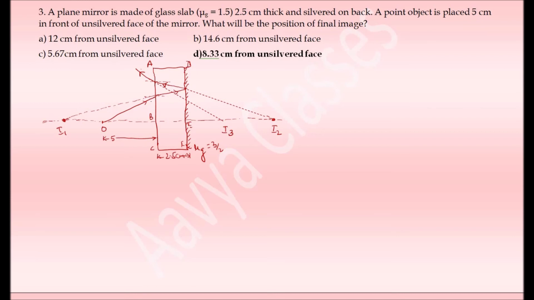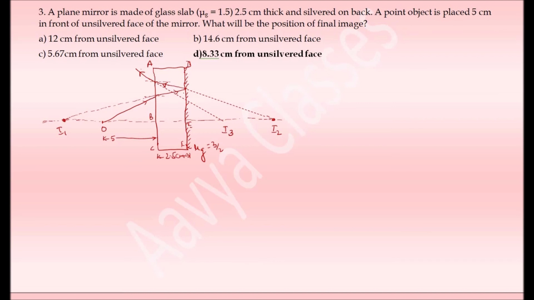Light ray first refracts from this surface, that is surface ABC. Afterwards, it reflects from the second surface, and then again reflects from first surface. So here the object is placed and it is 5 centimeter from the first surface. Now when it refracts from the first surface ABC, then the image I1 is formed.